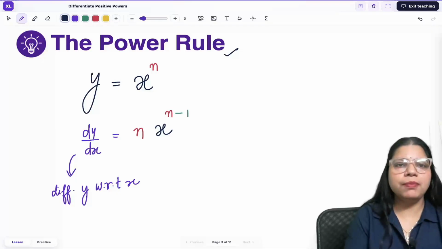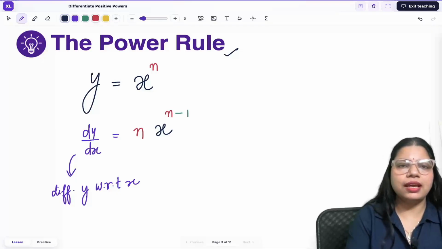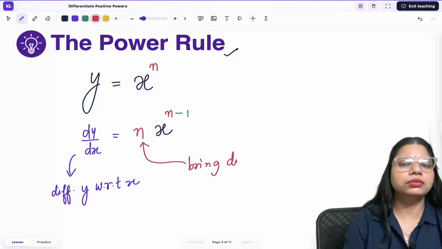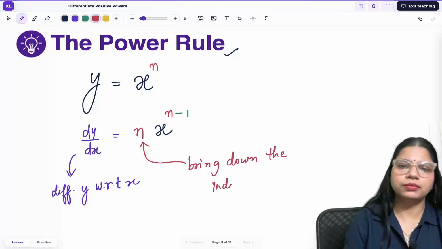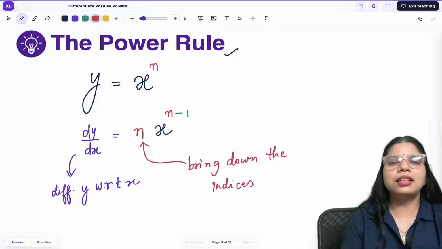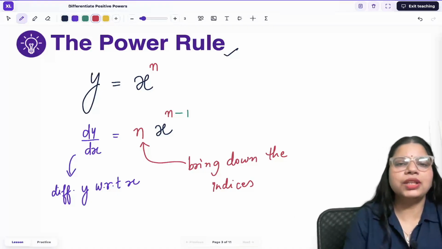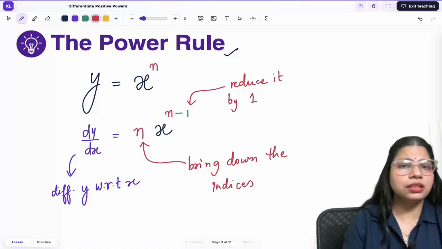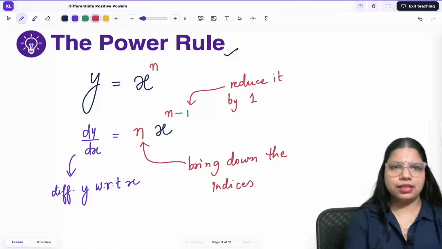So what was the first step? If I write the first step, it was bring down the indices. I feel like I said bring down x earlier, so forget about that. Bring down the indices, and the next step is reduce the power by 1. That's it. Now let's try implementing the same.